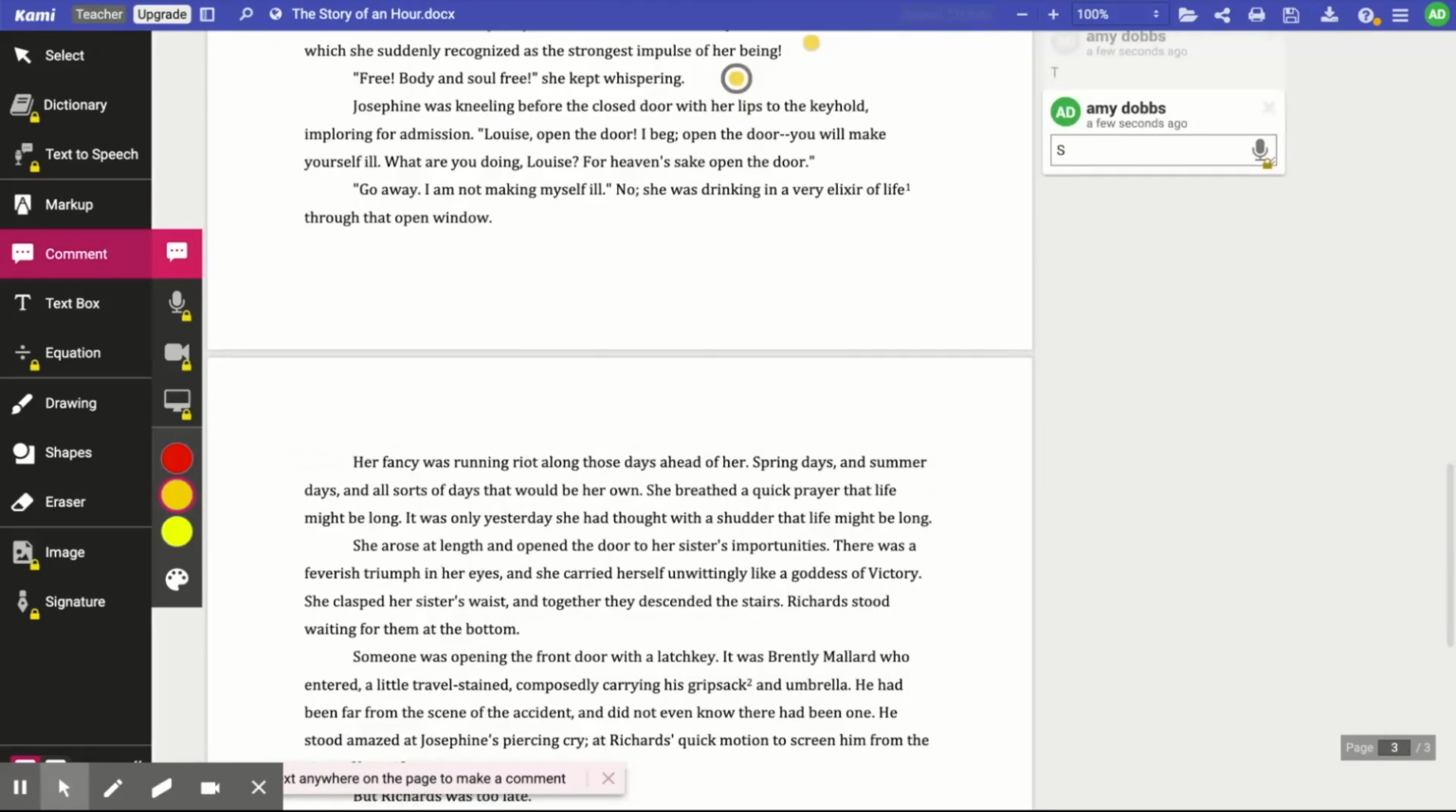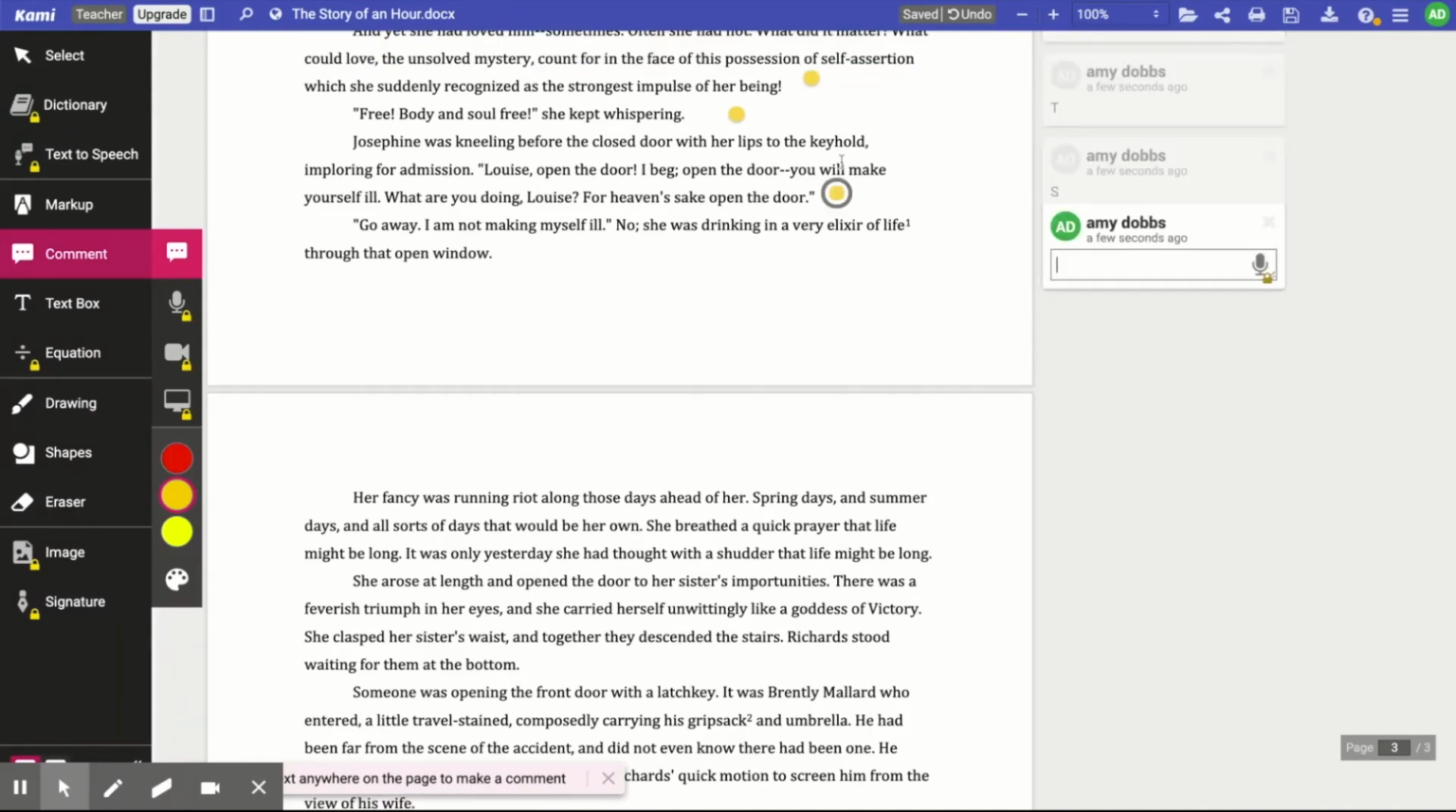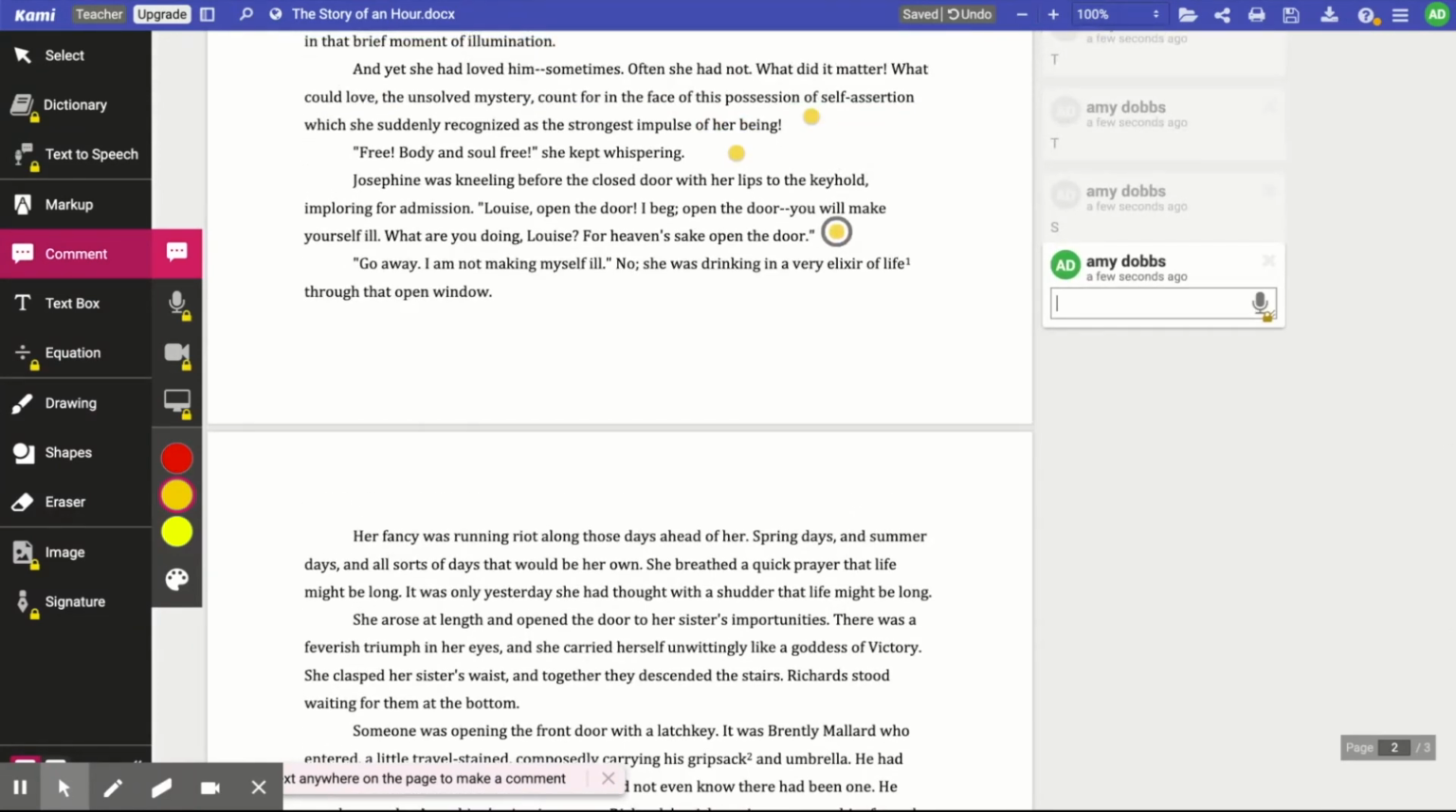All right, we see another little shift here. Josephine was kneeling before the closed door with her lips to the keyhole, imploring for admission. "Louise, open the door. I beg, open the door. You'll make yourself ill. What are you doing, Louise? For heaven's sake, open the door." So we see what other people are thinking, other people are saying. They're very concerned about her.